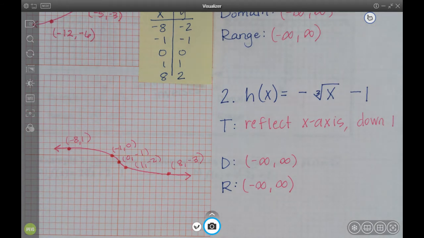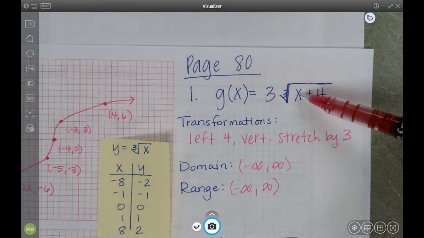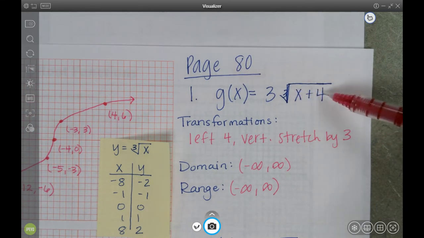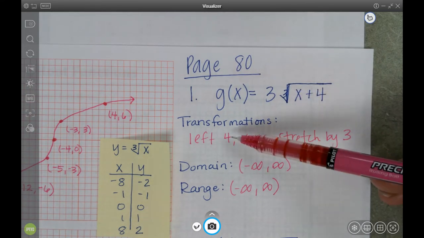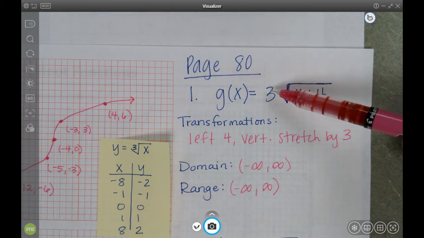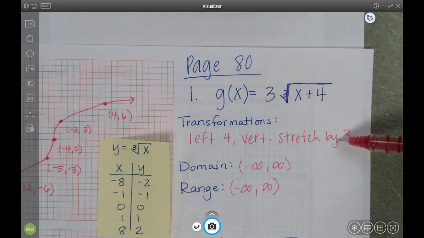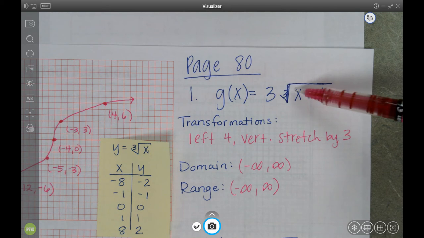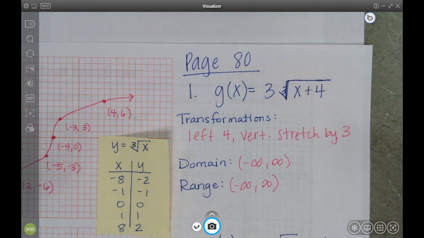I always get confused. I know there's an order for the transformations you go in. But how do you determine the order? It's how you work your way from the inside out. On this one, the first thing you would do to x is add 4. So that's why it's left 4 first. And then you would multiply by 3. So that's why the vertical stretch comes after that. You start with the x and work your way out.